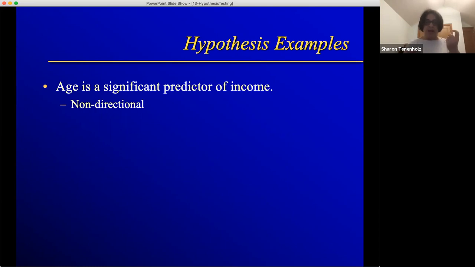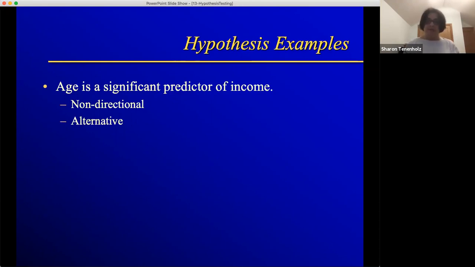So we really want to look at what is being predicted. Are we predicting no effect, or are we predicting that there is an effect? Here we're predicting that there is an effect. So that means that this is an alternative hypothesis. If we say that age is a significant predictor of income, we're not being skeptical here. We think that there is something going on, that age and income are related. So that actually would be an alternative hypothesis.